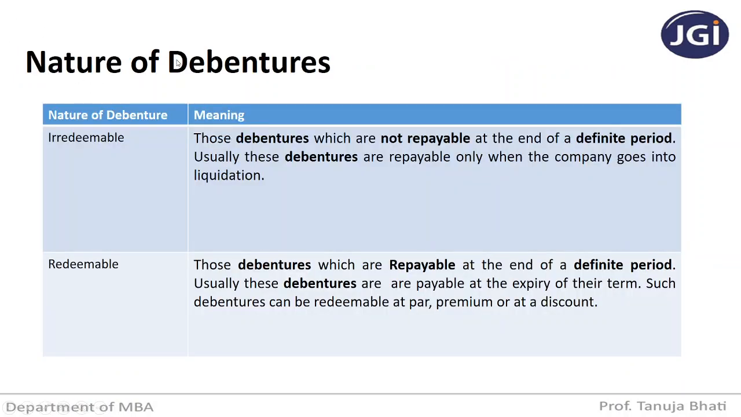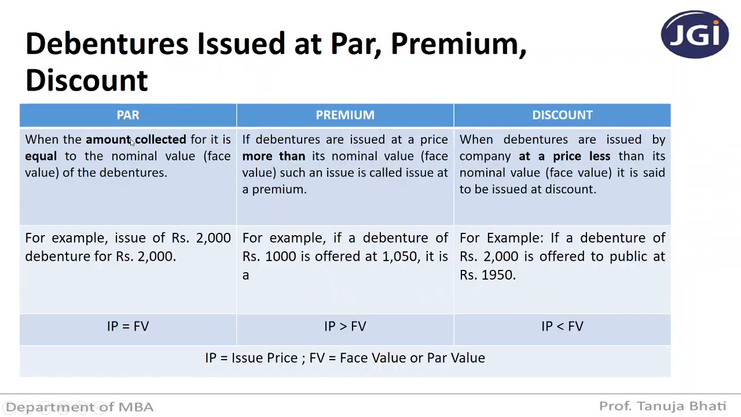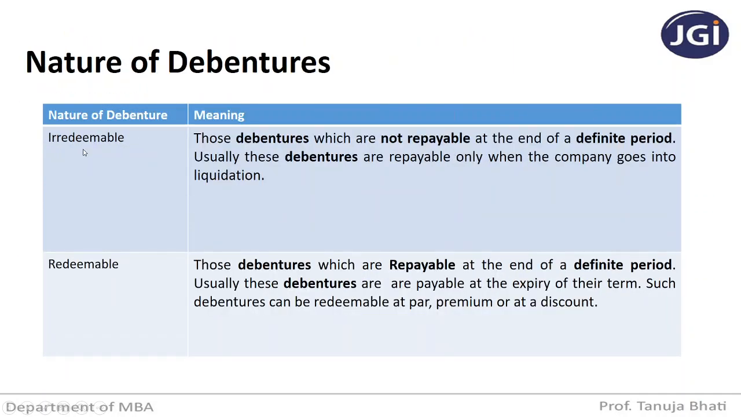Now, first talking about nature of debentures. As I already told you in the previous slide, debentures can either be irredeemable or redeemable. Now, what are irredeemable debentures? Those debentures which are not repayable at the end of a definite period. See, if a company wants to raise funds, it will issue what? Debentures. So if the company is selling irredeemable debentures, it means the money it is receiving against these debentures, the company is not going to repay at the end of a definite period.